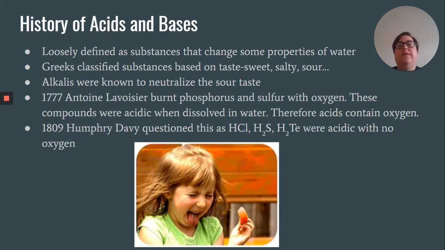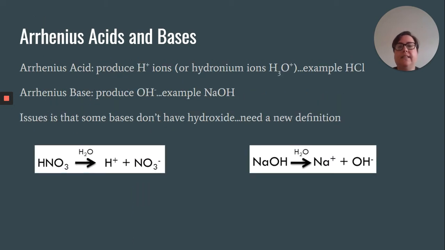Lavoisier burnt phosphorus and sulfur with oxygen, and found that the compounds were acidic when dissolved in water. Therefore, he thought all acids have to contain oxygen. Well, then Davy came around and said, wait a second, things like hydrochloric acid, hydrosulfuric acid don't have oxygen, but they're acids. So there was a little bit of debate there in trying to figure out exactly what is an acid. So then we have Arrhenius.